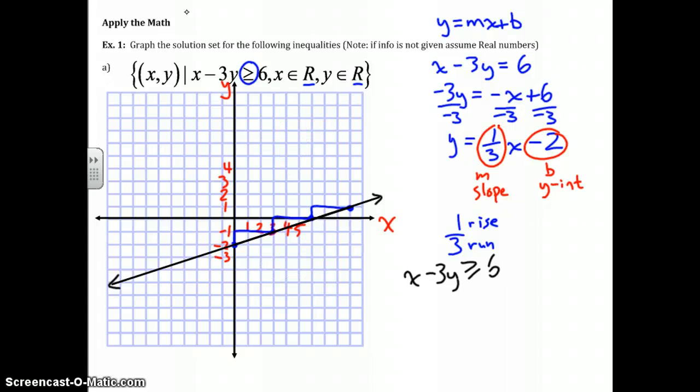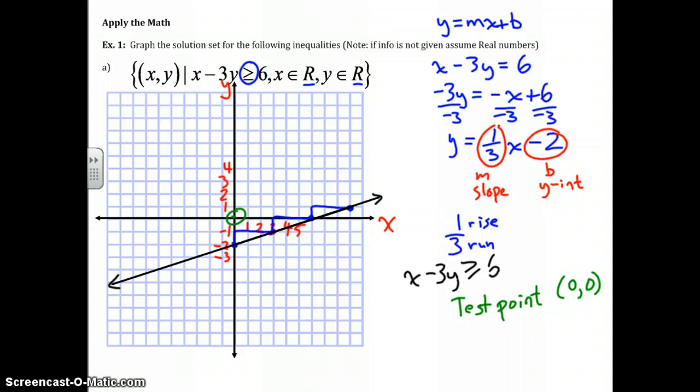One way that I'll recommend doing is to use what's called a test point. Okay, so to use a test point, you just pick a point on either side of the line. So generally, if you can pick the point 0, 0, pick 0, 0 because that's the easiest. So we take that point there, which is 0, 0, and we'll use that as our test point. And what we do is we put that into our original inequality.